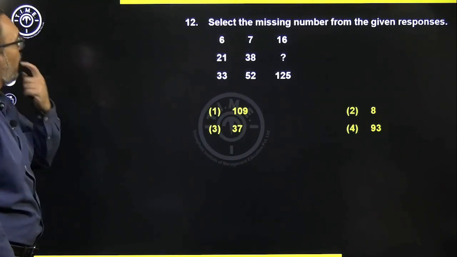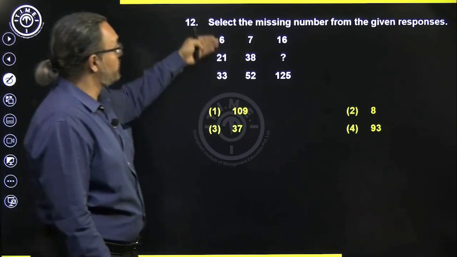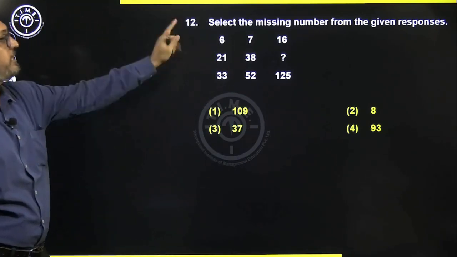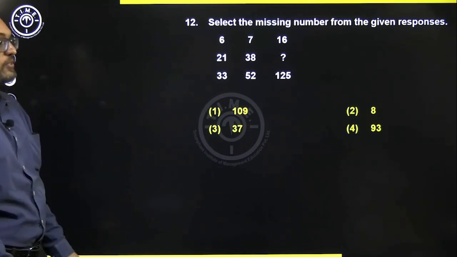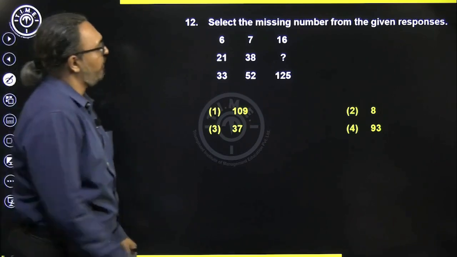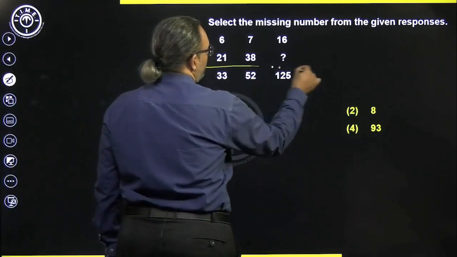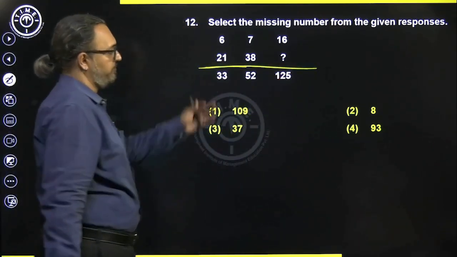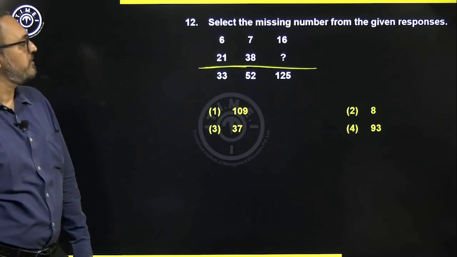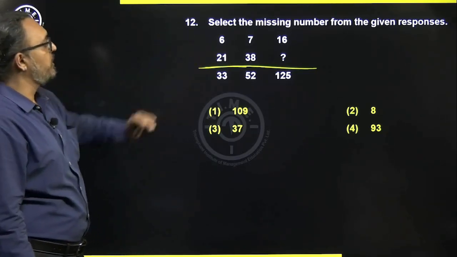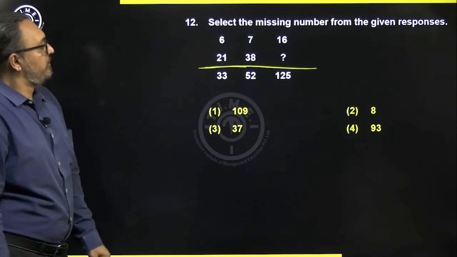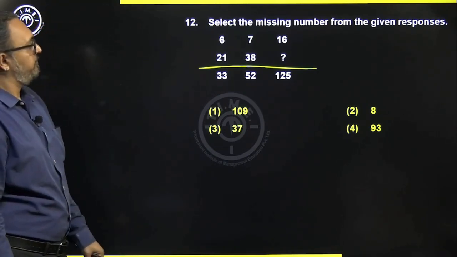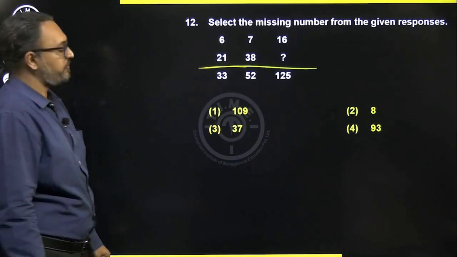Next, so now here should I do this vertically or horizontally? He says select the missing number in the given sequences, sorry, from the given responses. Okay, so let's take vertical only, because as you can check, some bigger numbers are there. So let's put it in the right hand side. So using 6 and 21, how do I get 33? So what we can do here using this?